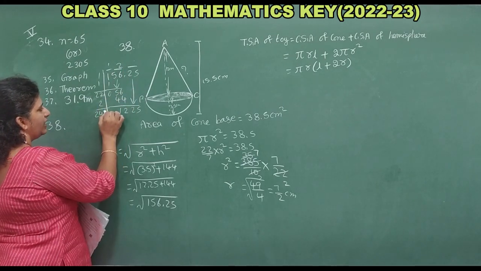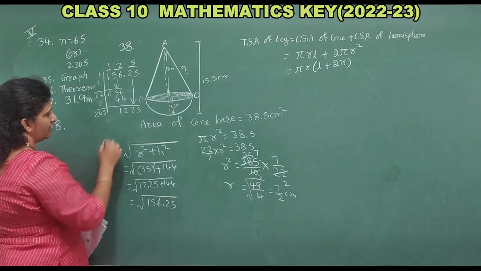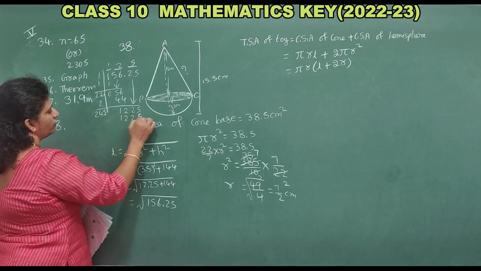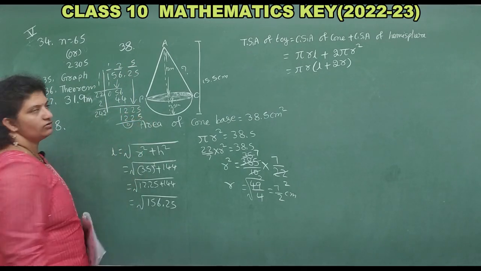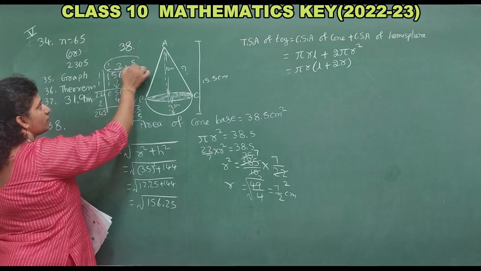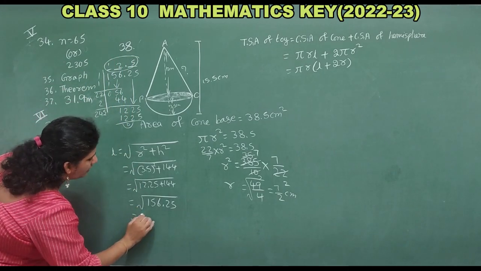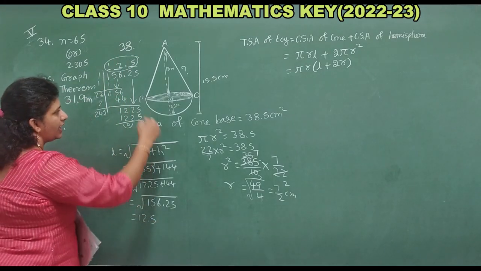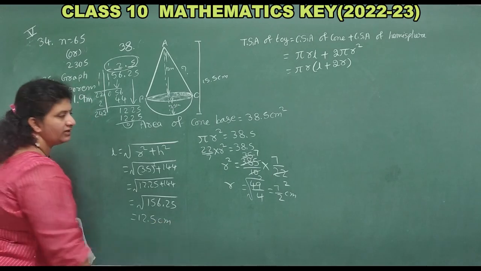Which number? Let me go with 245 5s are, yes, it is 1225. So this is 0. So what is the square root? This decimal point, put it here. The square root of this is 12.5. And here the unit is centimeters.